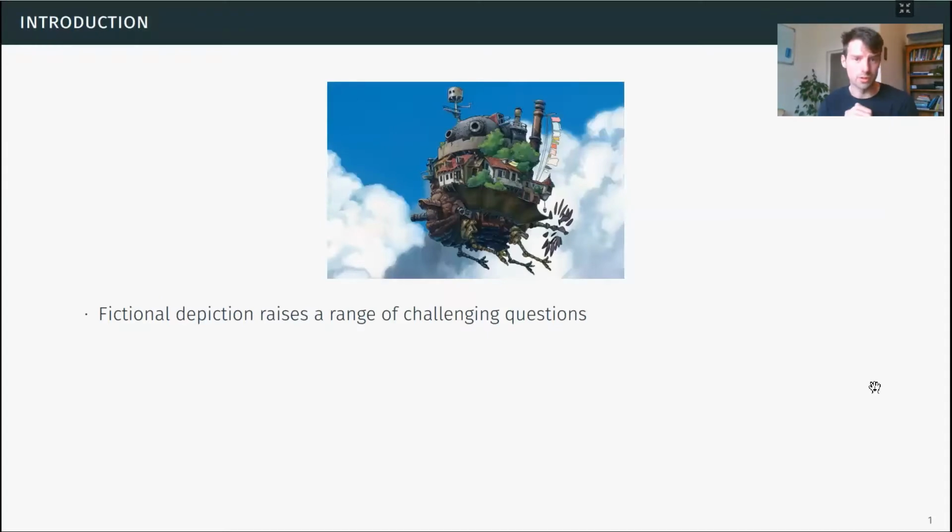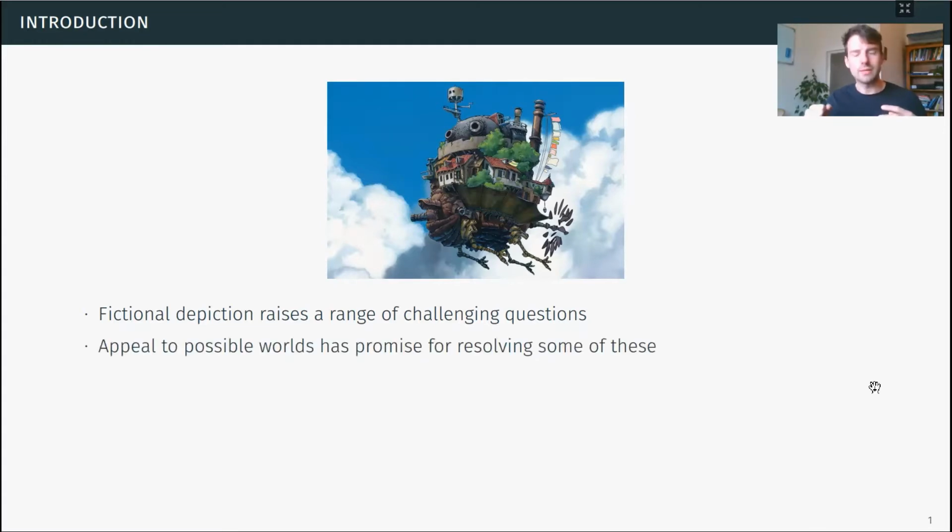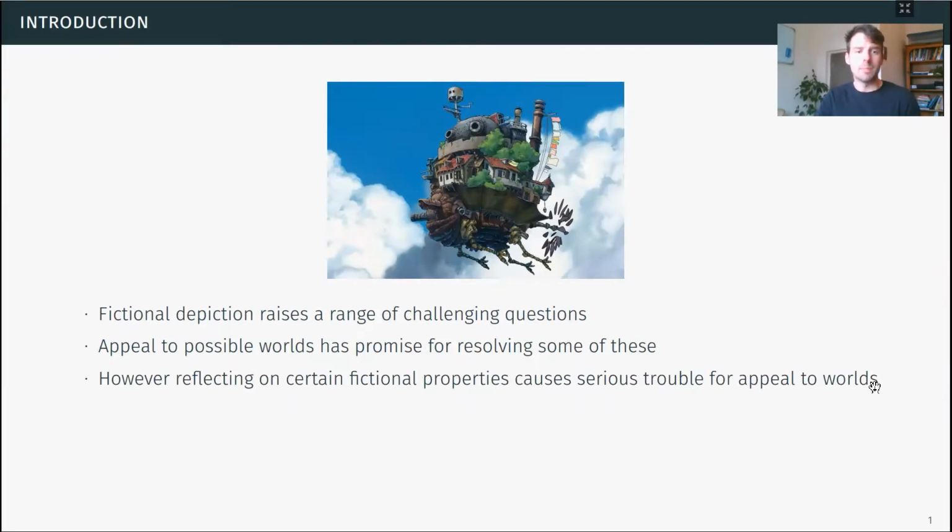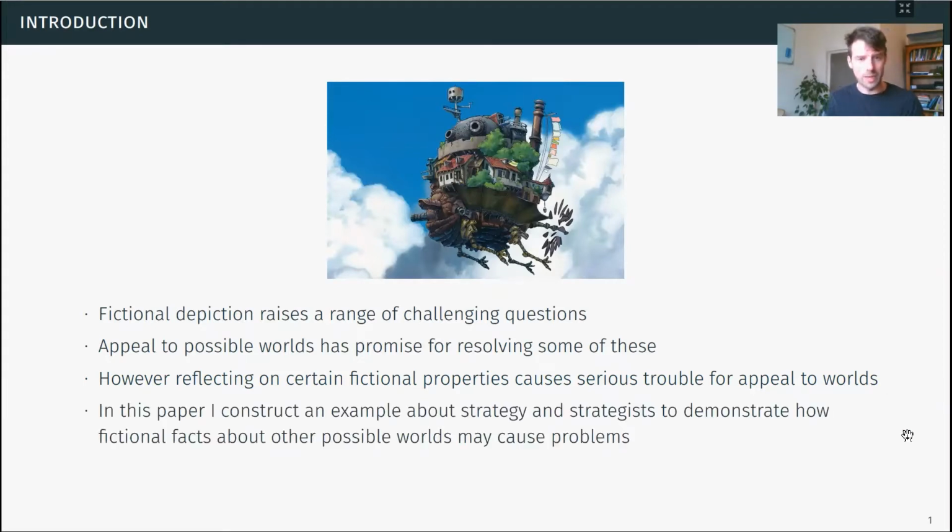So to introduce you to what I want to talk through today, it's well known that fictional depiction raises a whole range of different challenging questions about how we fit this into our broader theory. And appeal to possible worlds has been raised by some as a promising way to resolve some of the difficult questions. But I think that reflecting on certain kinds of fictional property raises some serious trouble for appealing to possible worlds. And so in the paper, what I will do is I'll construct an example about strategy and strategists in an attempt to demonstrate how fictional facts about other possible worlds may cause us problems.